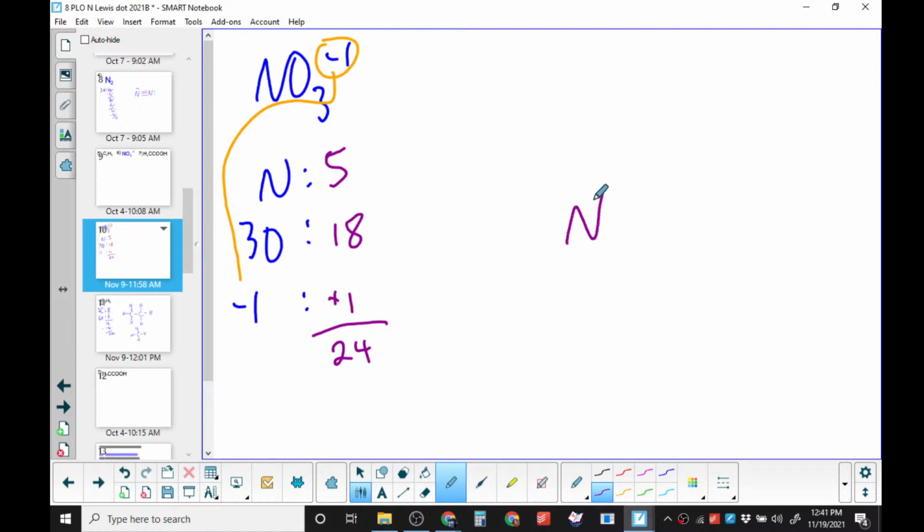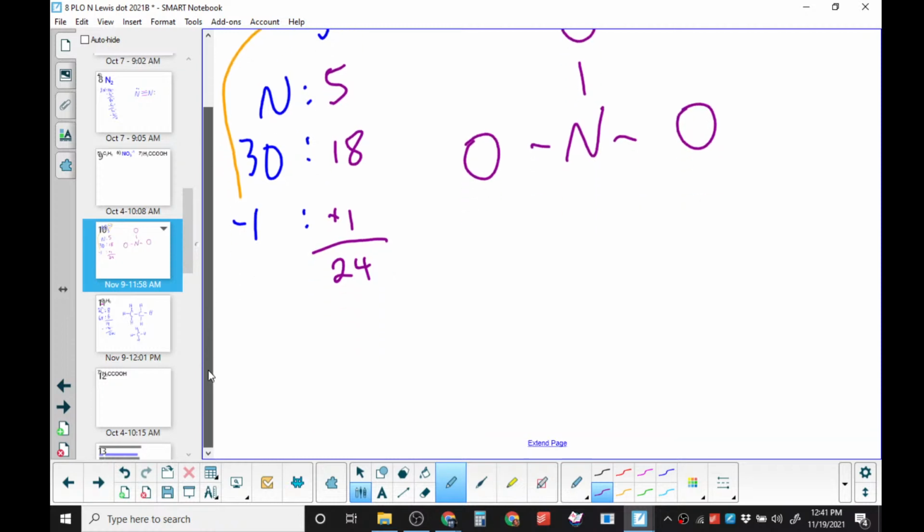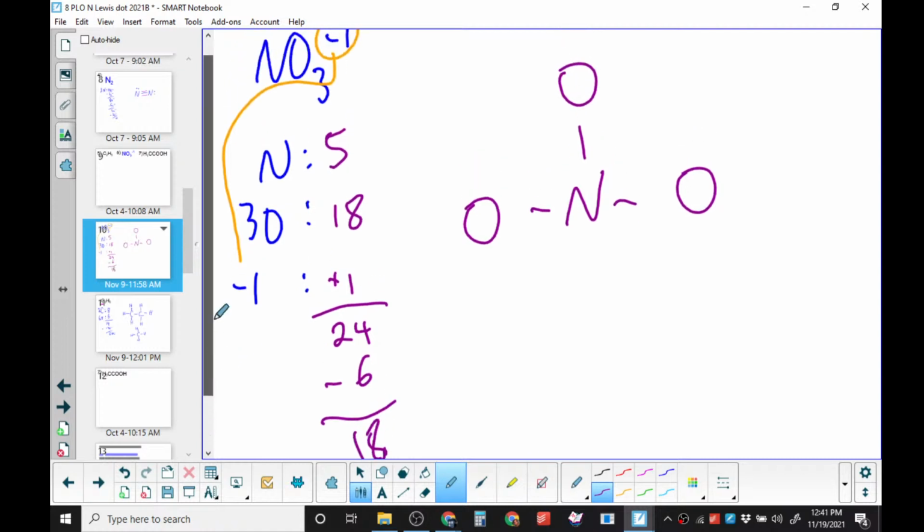Put nitrogen in the middle, atoms around the outside. Bond them. How many do I take away? Minus 6, down to 18. At this point, I see students who really just want to fill the empty spot. You are not filling empty spots. You are filling the outer ones first because that's going to lead you to the double bonds. And you do them one at a time.